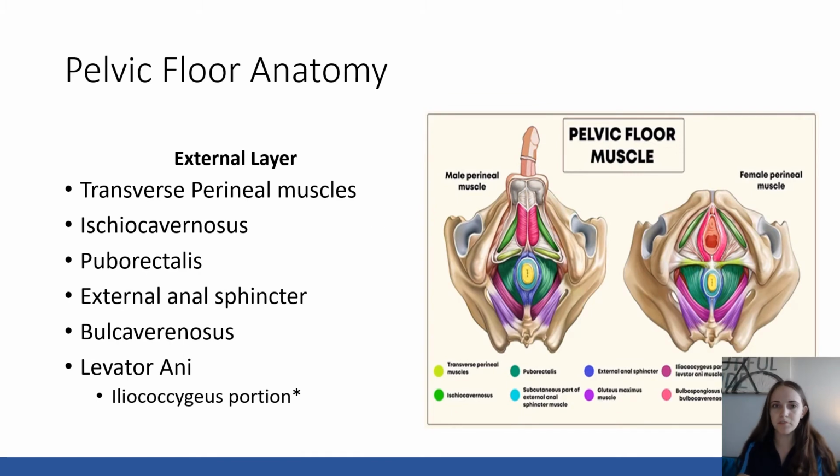And then we're just going to do a brief overview of pelvic floor anatomy. I don't have a million years to talk to you about pelvic floor anatomy, even though I wish I could. But with pelvic floor anatomy, we have two different layers. We have an external layer and an internal layer. And our external layer is most important for sexual functioning and for sphincter control.